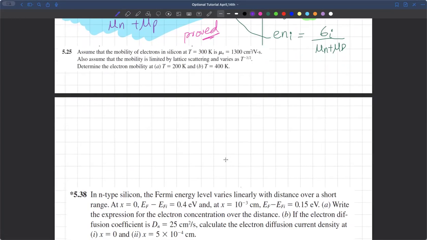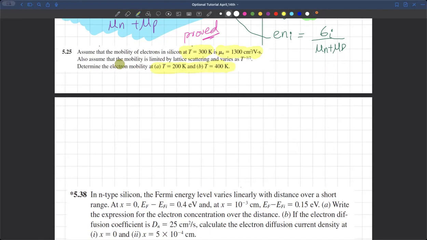Assume the mobility of electrons in silicon at 300K. So from the last module, complete ionization and complete freeze out. For freeze out, they just say freeze out; they don't need to say complete freeze out. So make sure you understand those concepts. They asked that question on your midterm as well.